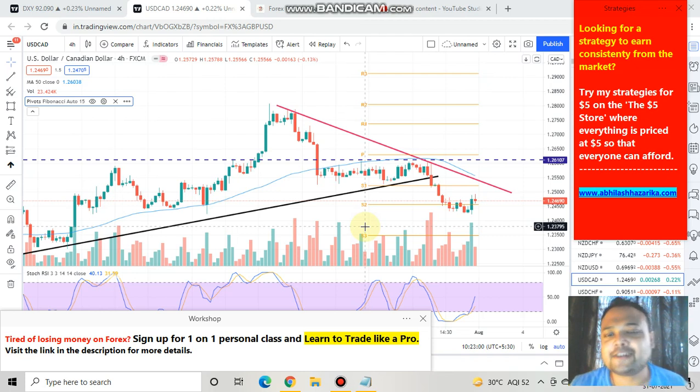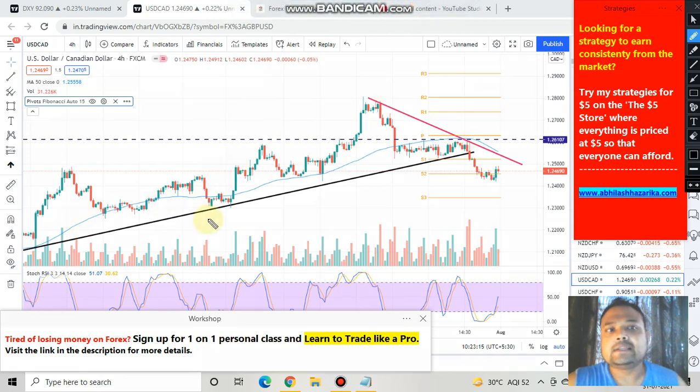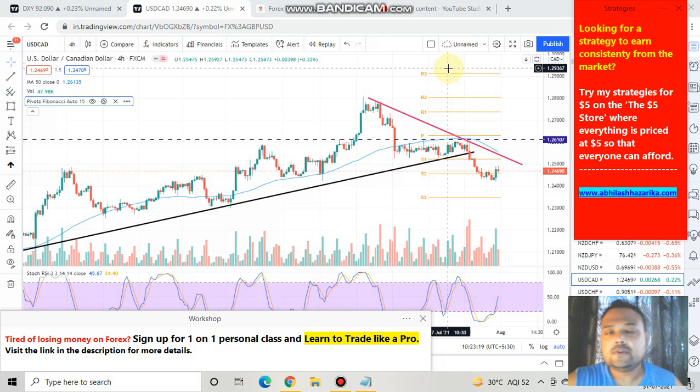So let's get started. This is the 4-hour chart of USD Canadian dollar in front of us right now. As we all know, USD Canadian dollar was in a beautiful uptrend. The chart was extremely bullish, a beautiful simple chart taking support at the trend line. And things have changed. As we all know, things have changed.